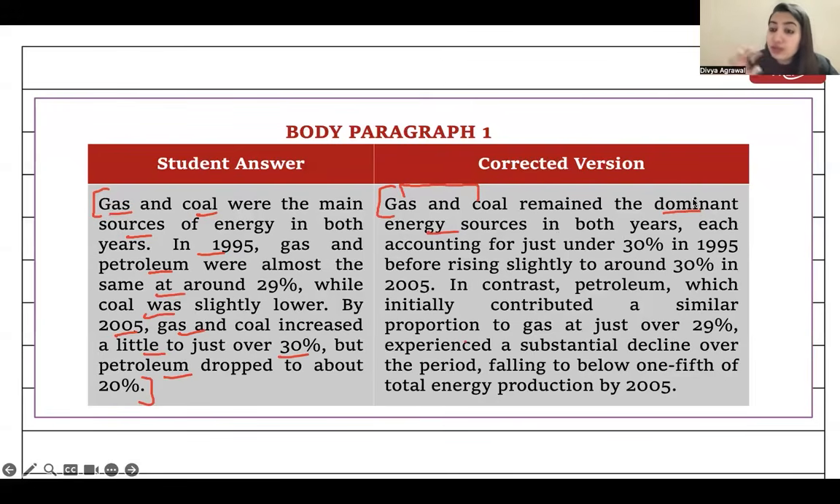For a better version, we have to start comparing and writing like this. Now, in both the figures, in both the years, gas and coal remain dominant energy sources.